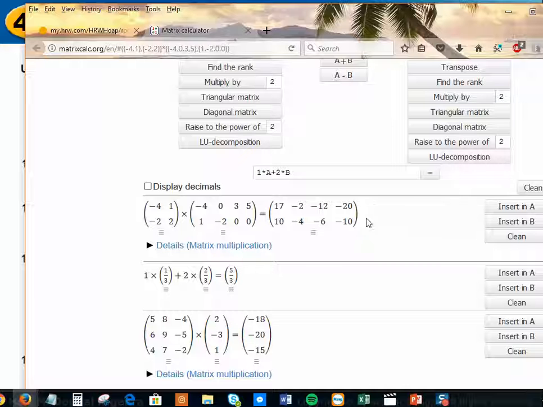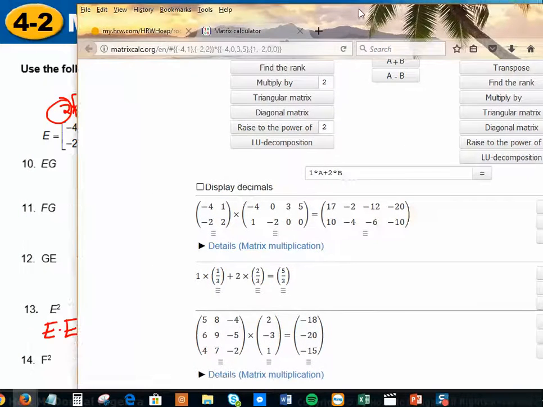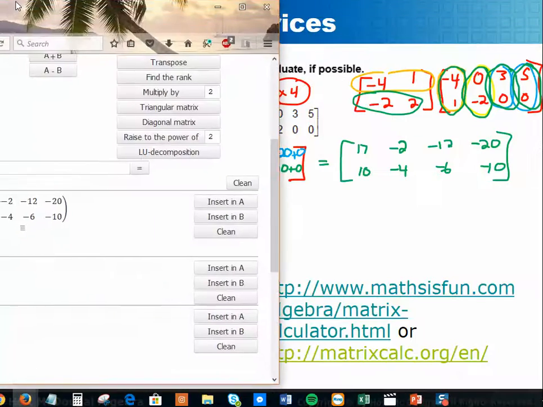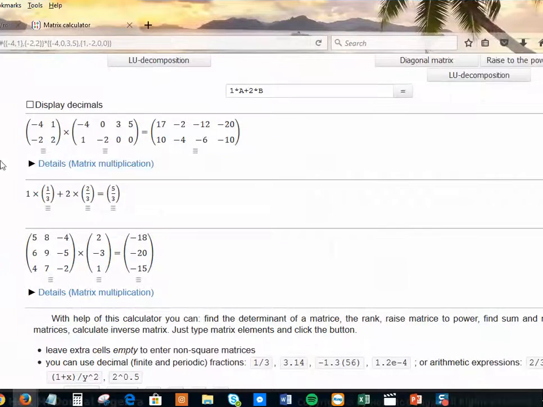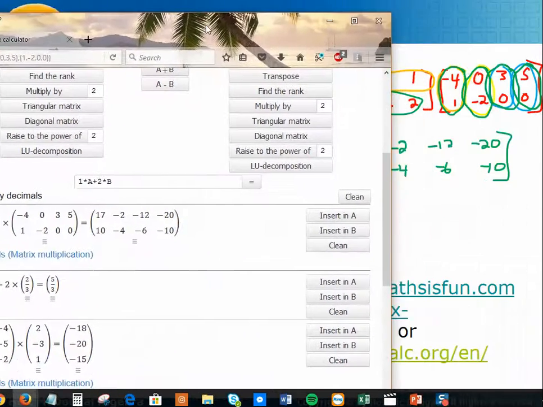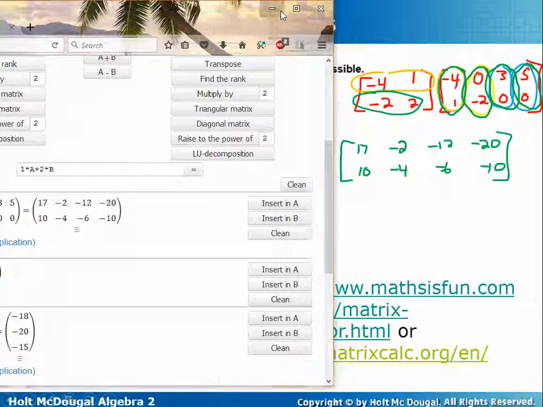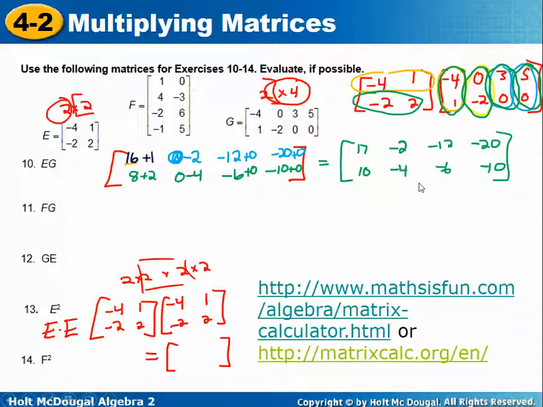This is the final part here. So 17, negative 2, negative 12, negative 20. Where's our answer? Let's see if we can see them both at the same time. Here we go. Almost got it. 17, negative 2, negative 12, negative 20, 10, negative 4, negative 6, negative 10. So I did get the same answer that I got when I did it by hand.